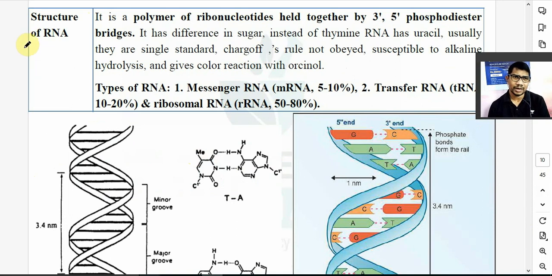Now the structure of RNA. You have seen the structure of DNA.